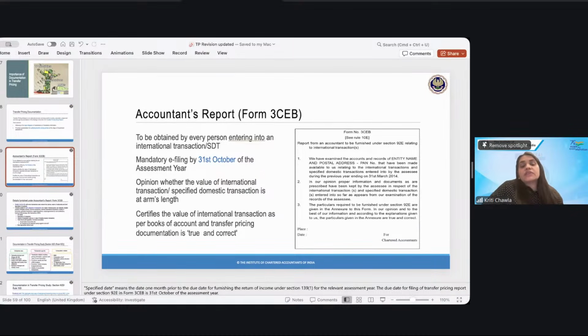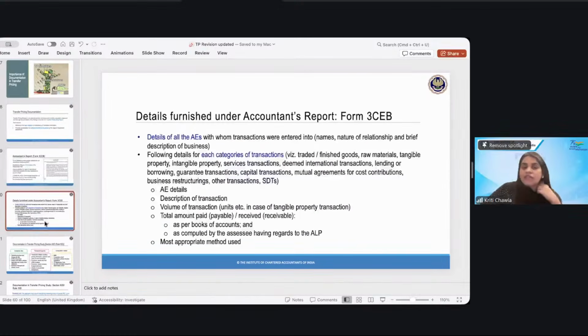And this is going to certify the value of international transaction as per books of accounts and transfer pricing documentation is true and correct. Now, as far as the accountant's report is concerned, this is called Form 3CEB. The details that are to be furnished under accountant's report are the details of all the associated enterprises with whom transactions were entered into. So, their name, their nature of relationship, the brief description of business, etc.